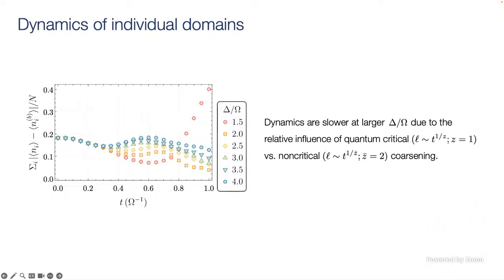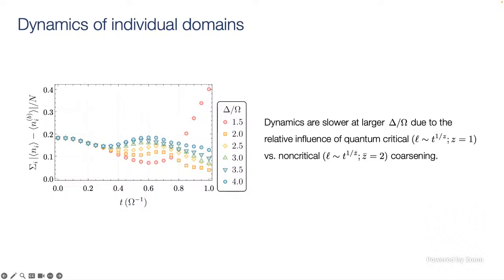And you can see systematically that as I go to larger and larger detunings, the dynamics are slower, as I said, because of the relative influence of different types of coarsening. The other feature that I'd like to point out is that at 1.5, you can see that at late times, the imbalance actually grows as a function of time. And this is surprising at first sight because 1.5 is still inside the ordered phase. Remember, the quantum critical point is somewhere around 1.